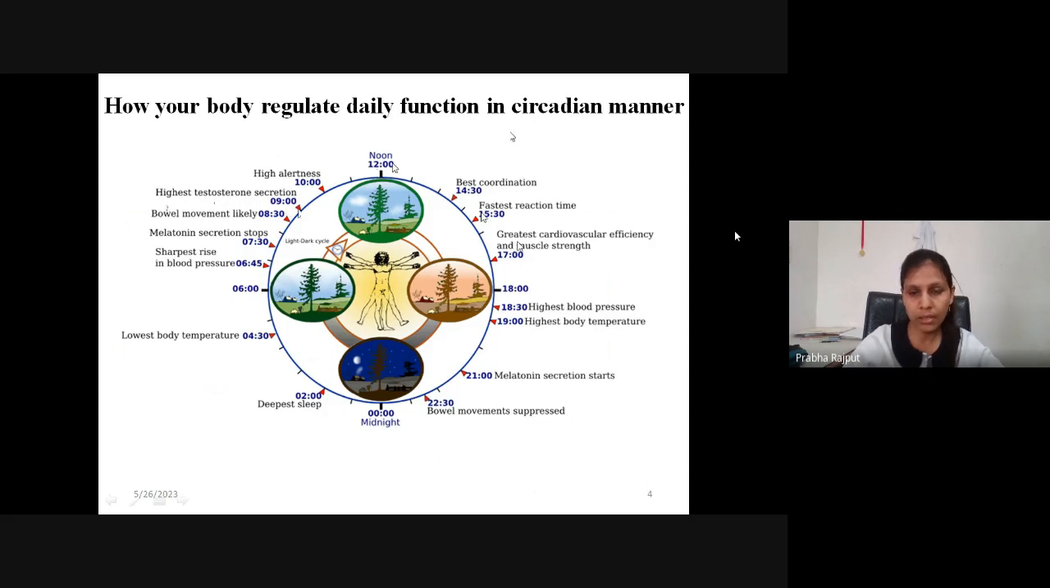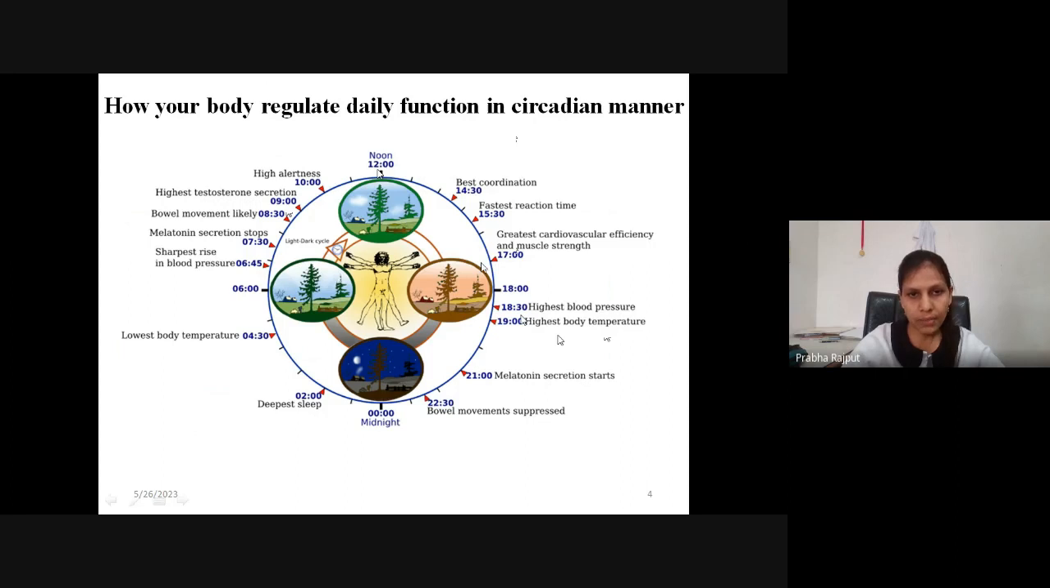Then here you can see how your body is going towards rest, because it's coming to evening, and after that it will be night. So here you can see in the evening at 6:30 your blood pressure will be high, your body temperature will be high. Then at 9 p.m. your body will start secreting melatonin, and this melatonin is a sleep hormone. Around 10:30 your bowel movement will be suppressed, and at night, after 12, or 12 to 2, your body will be in deep sleep.